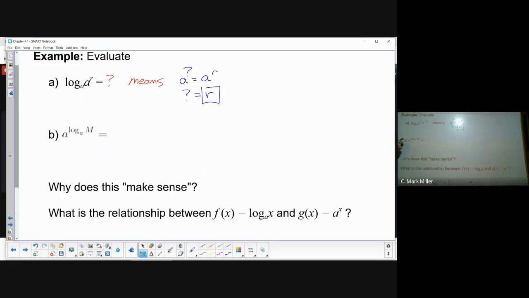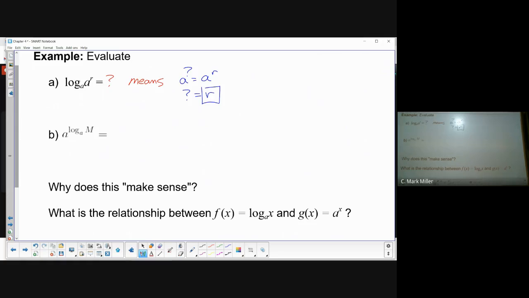Now think about this for a second. What is log base a of m? That's the power you have to raise a to get m. So log base a of m is the power to which a must be raised to equal m. But if I raise a to that power, that better equal m. So the answer here is m.